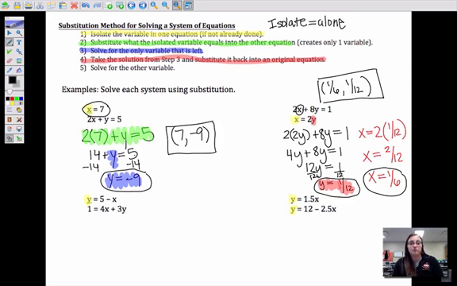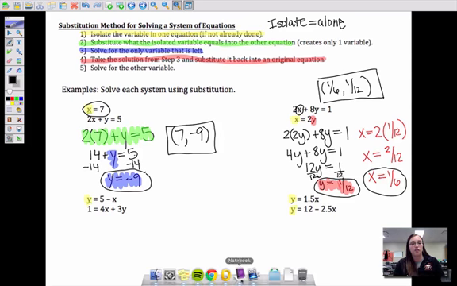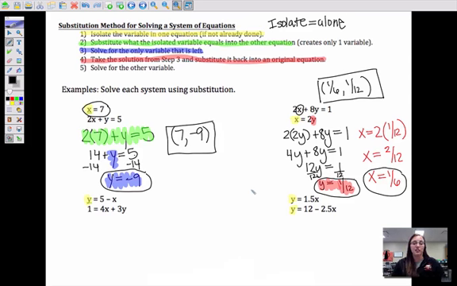All right, let's try a couple more examples here. Make sure you're following along with me. I know this can get tedious, but it's nice to see several examples when you're trying something new like this. So y equals 5 minus x. So I'm going to put this 5 minus x in place of y. So where y is in the other equation is by the 3. So I'm going to substitute 5 minus x for the space where y is.